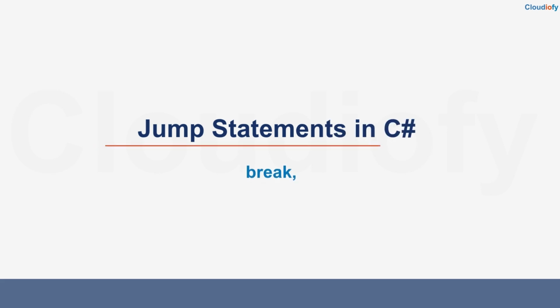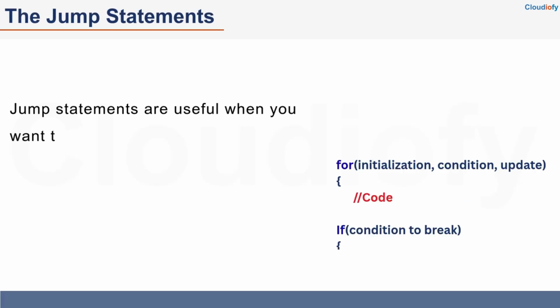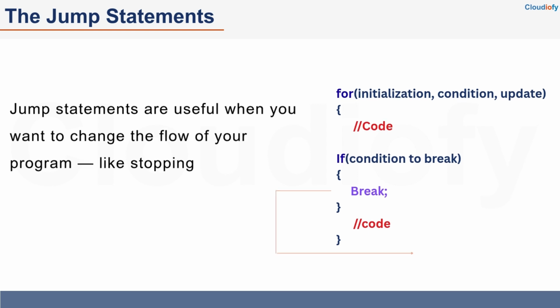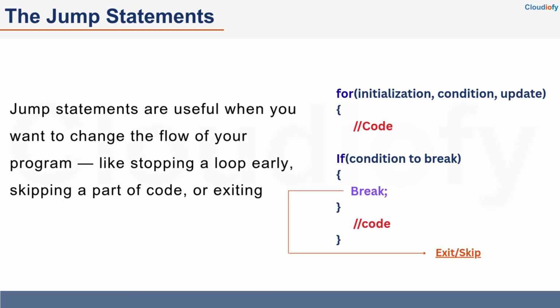In today's video, we're going to learn about jump statements in C# like break, continue, return, and throw. These are useful when you want to change the flow of your program, like stopping a loop early, skipping a part of code, or exiting a method.